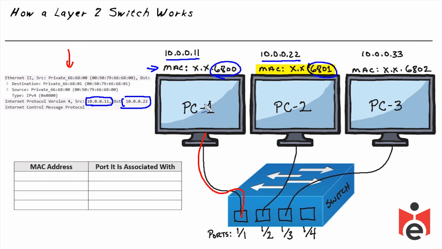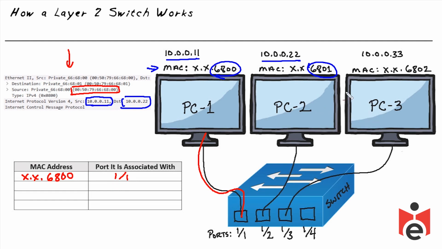So as PC 1 sends this frame into the switch, from a learning perspective, the switch is looking at the source MAC address on the incoming frames, because the switch is curious and wants to know where all the MAC addresses live. So in short, when PC 1 sends a frame into the network and includes its source MAC address, the switch is going to build a table. It's going to say, okay, MAC address xxxx.6800, because I saw it come in on port 1/1, is associated with port 1/1.